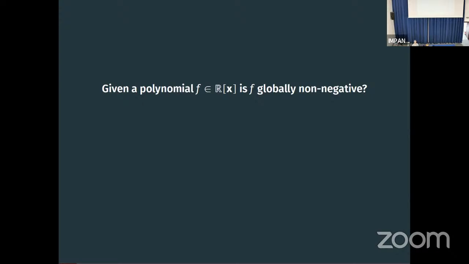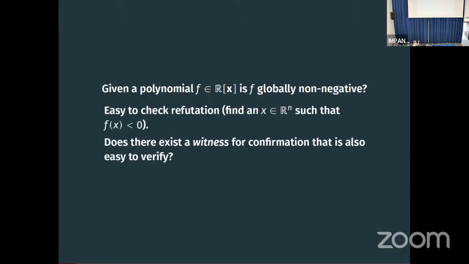And this question is very easy to refute. If somebody says this polynomial is non-negative, I say, no, you're wrong. Here's the point: I evaluate this polynomial and the value is below 0, game over. So what I am actually interested in is some kind of witness of non-negativity that somebody gives me, and it's easy for me to verify that this polynomial is indeed non-negative.